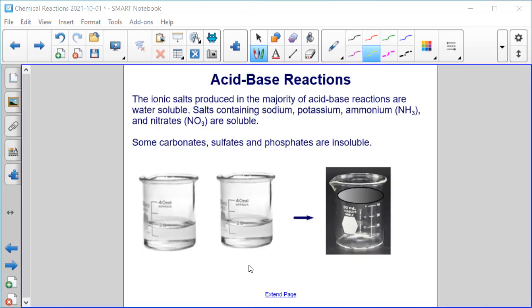The ionic salts produced in the majority of acid-base reactions are water soluble, so you won't see the formation of a precipitate in your product. Salts containing sodium, potassium, ammonium, and nitrates are soluble. Those will always be aqueous in solution, no precipitate, but some carbonates, sulfates, and phosphates are insoluble.